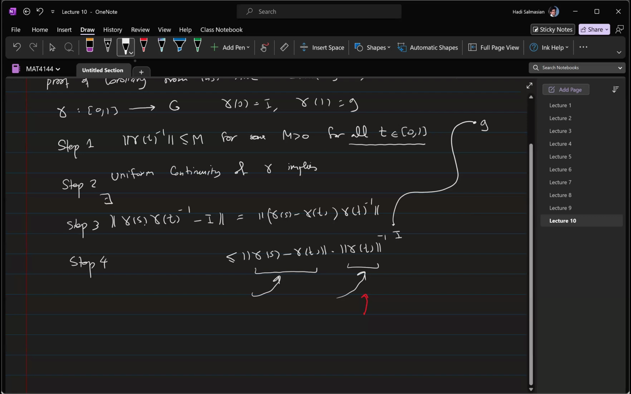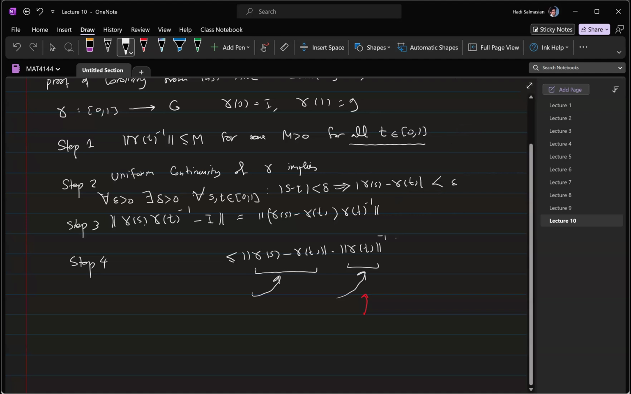that for every epsilon, there exists a delta such that if S and T are in 0, 1, maybe I write it as a quantifier sentence, for all S and T in 0, 1, if their difference is less than delta, then norm gamma S minus gamma T is less than epsilon. Maybe I should just remove this and draw it somewhere else, okay?